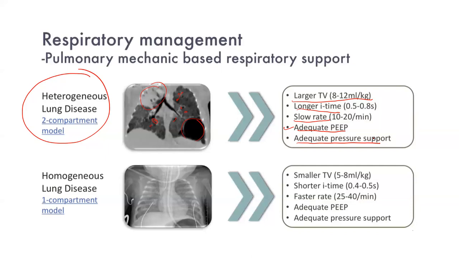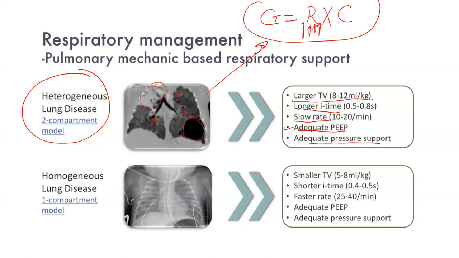At this time, we discussed last time that time constant equals resistance multiplied by compliance. In chronic lung disease, what is the main issue with the baby? The resistance. The resistance is very high. So the time constant, what happens? It's going to be high.